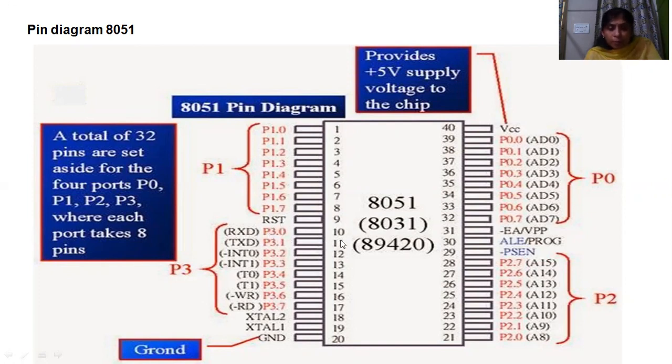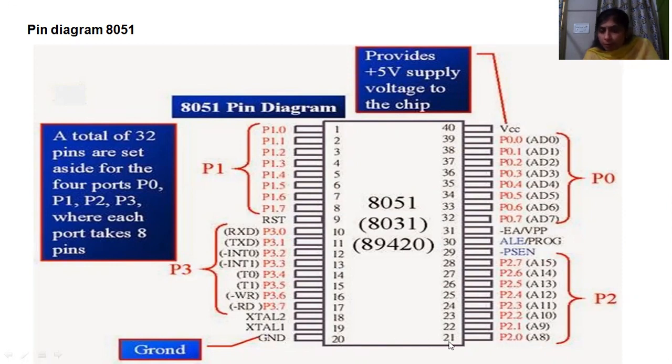Then from pin number 10 to pin number 17, the P3 port is there. Its functions are reception, transmission, interrupt 0, interrupt 1, timer 0, timer 1, writing, reading. Pins number 18 and 19 are for the oscillator frequency, the facility of crystal oscillator 2 and crystal oscillator 1. The 20th pin is the ground pin.